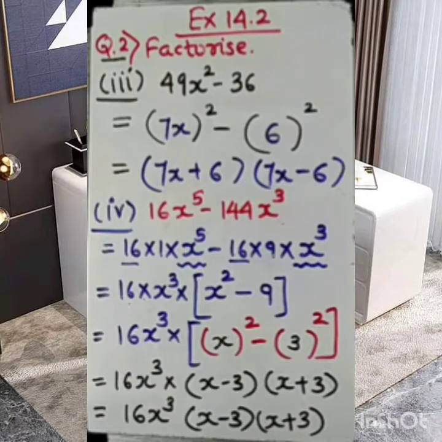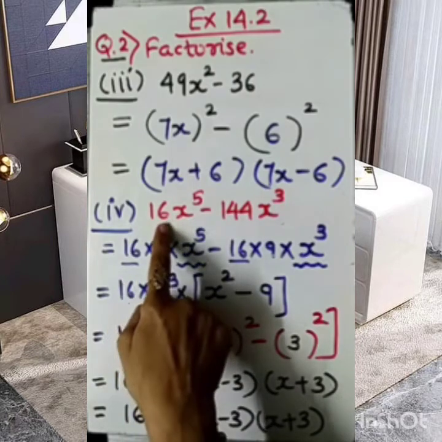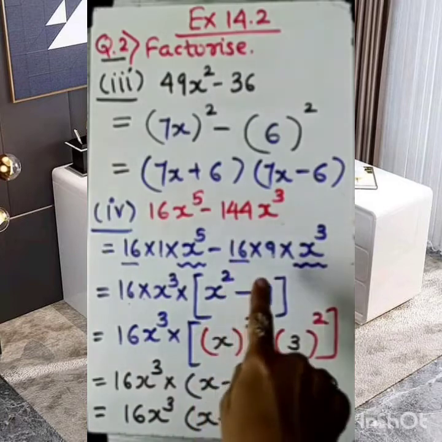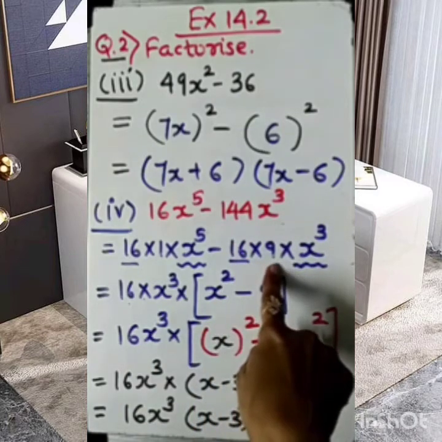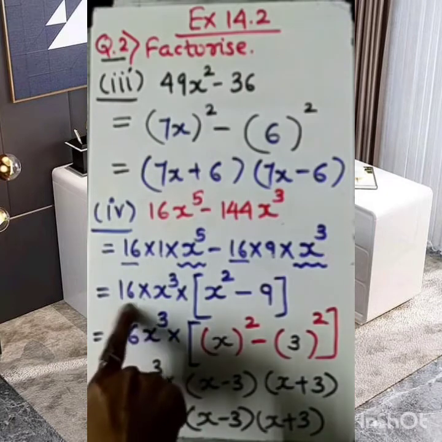Dear student, this question is different, so let me explain it again. You can see here what I did. Here the factors of 16, I took 16. 144 can be written as 16 into 9. Out of these two terms, 16 is common, so I mention it here, 16.